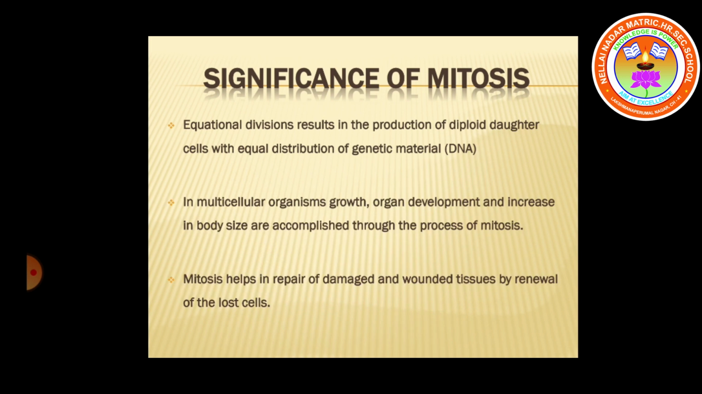This equational division results in the production of diploid daughter cells. The daughter cells will be 2n with equal distribution of genetic material. Both the daughter nuclei will have an equal number of chromosomes, that is, a 2n diploid cell will be formed. Are you clear? In multicellular organisms, growth, organ development and increase in body size are accomplished through the process of mitosis. Are you clear?